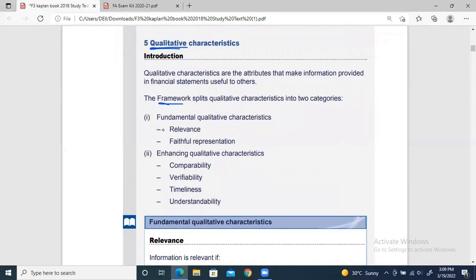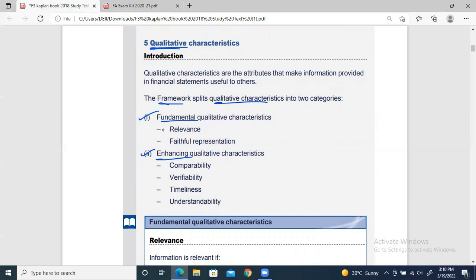Now this framework splits qualitative characteristics into two things, right? The first is called fundamental ones and the second is called enhancing ones. Again I'm repeating, there are qualitative characteristics which basically determine how much quality information is being given in the financial statements, and they are further divided into two subtopics. The first is fundamental qualitative characteristics. Fundamental means that these two things, relevance and faithful representation, need to be at the first priority, right? That's why they are called fundamental, because fundamental means anything kept at first priority, number one.